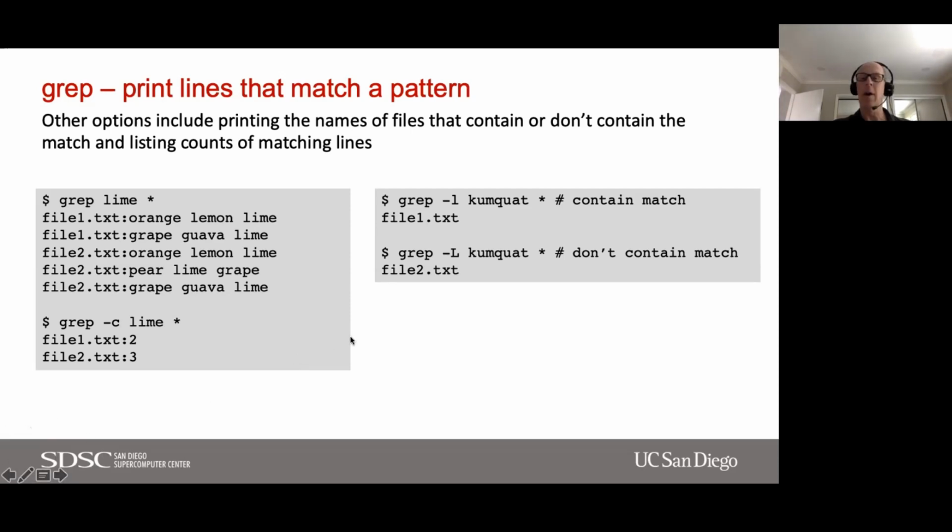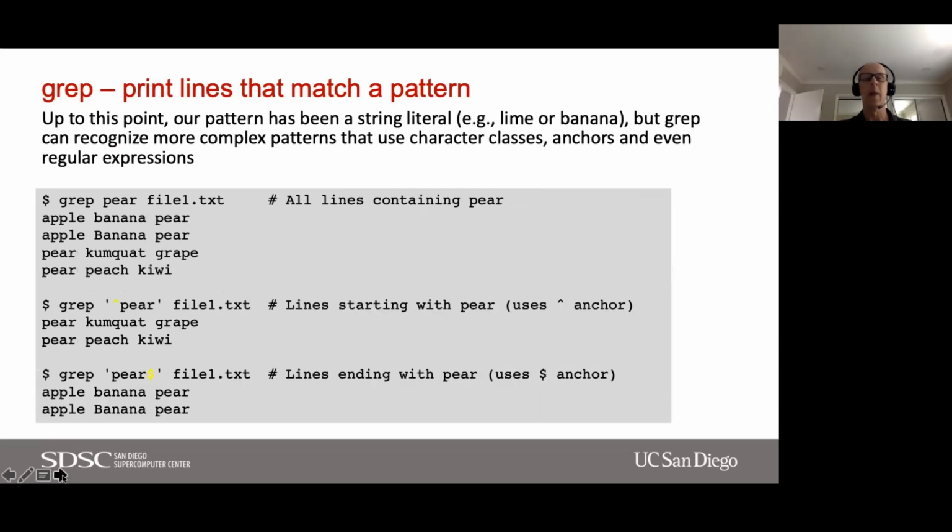Okay, if I look on the right, this gives us listings of files that contain the match. So in this case, I want to see which files contain kumquat. I do -l for list. We find that file1.txt is a match. But if I want to invert that, I could use -L kumquat, and now I'm seeing all of the files that do not contain the match. So a lot of options in grep.